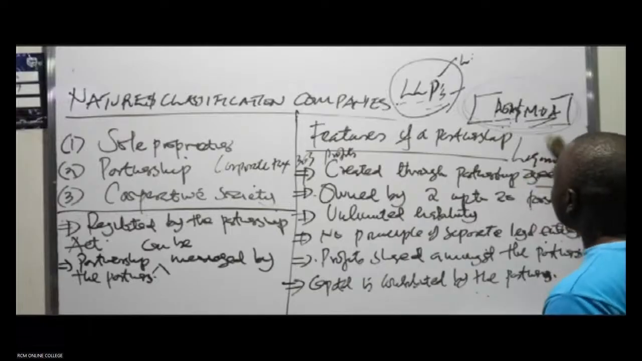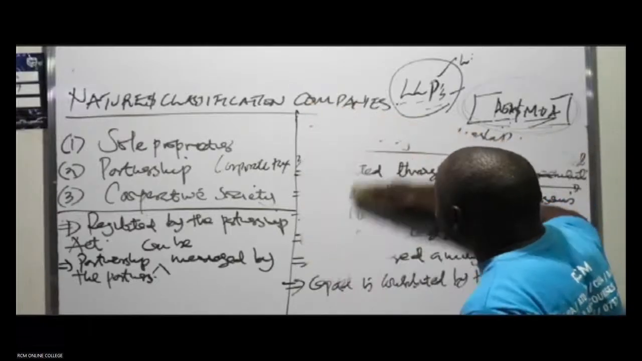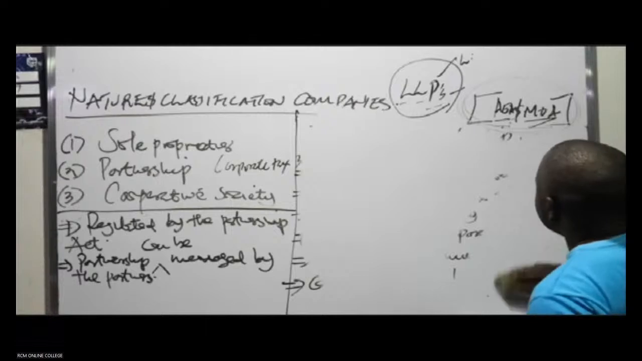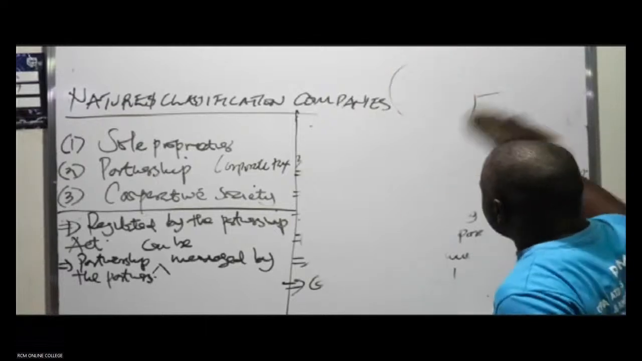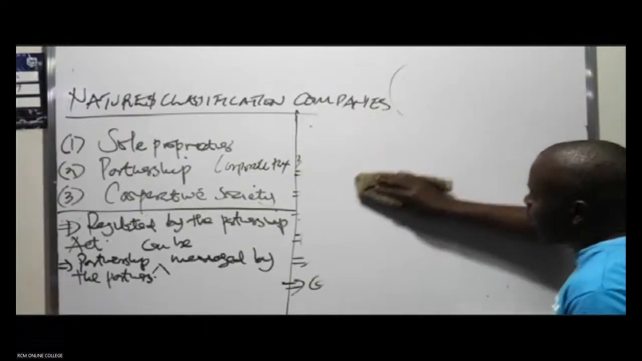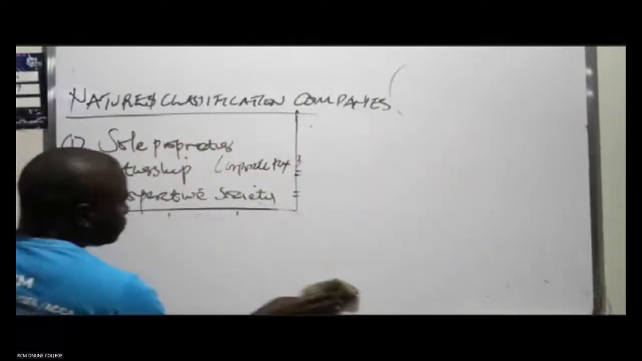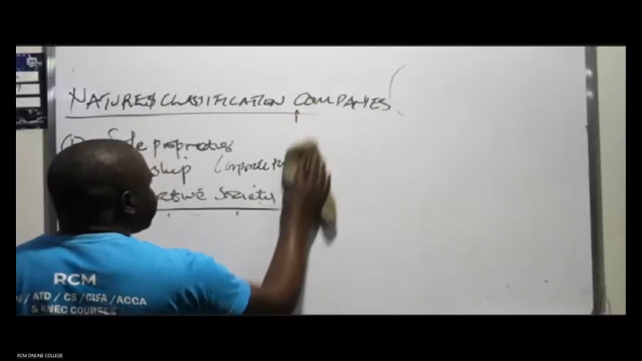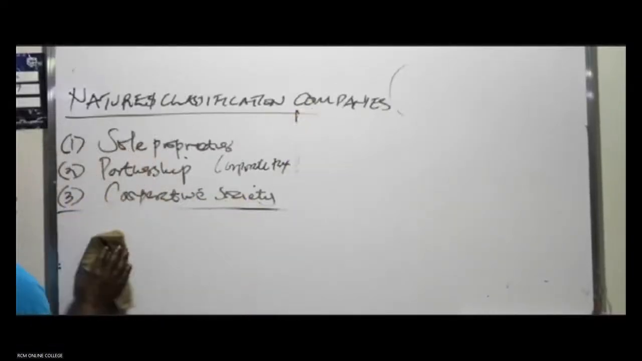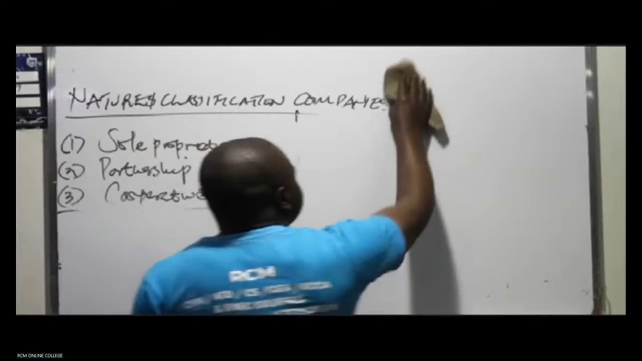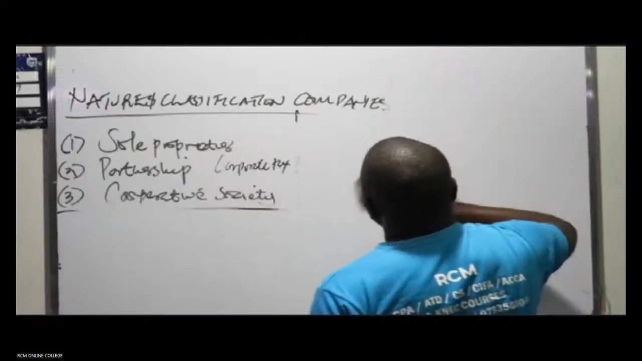So you can go to the final one, which is actually cooperative societies. So we can try to list here the features of a cooperative society.